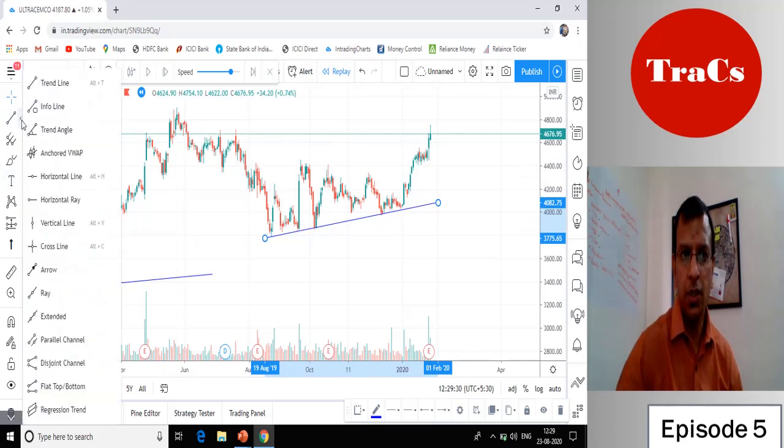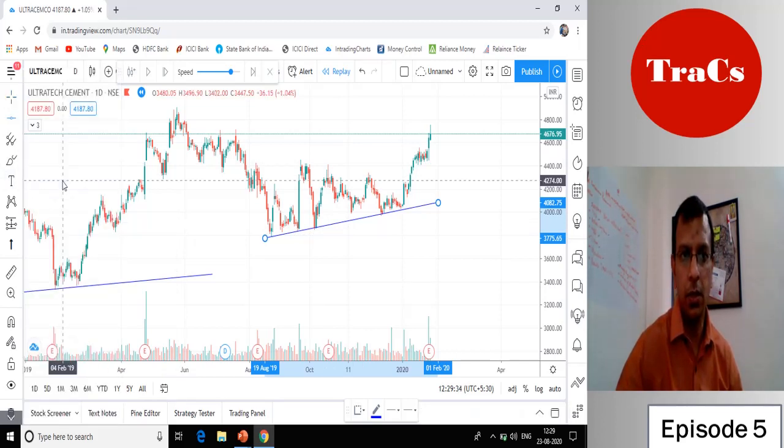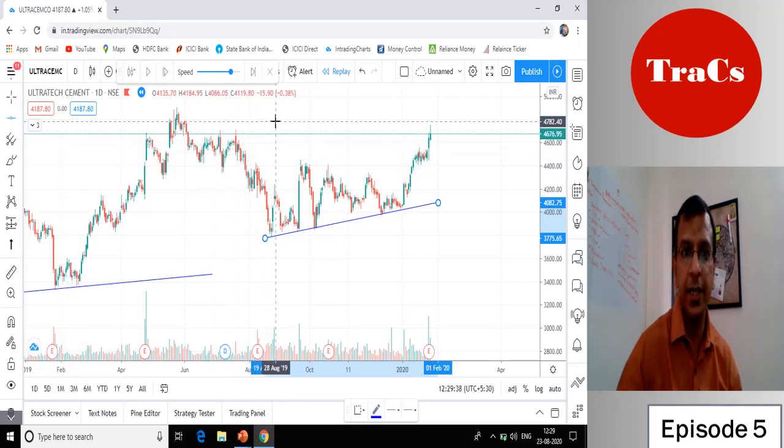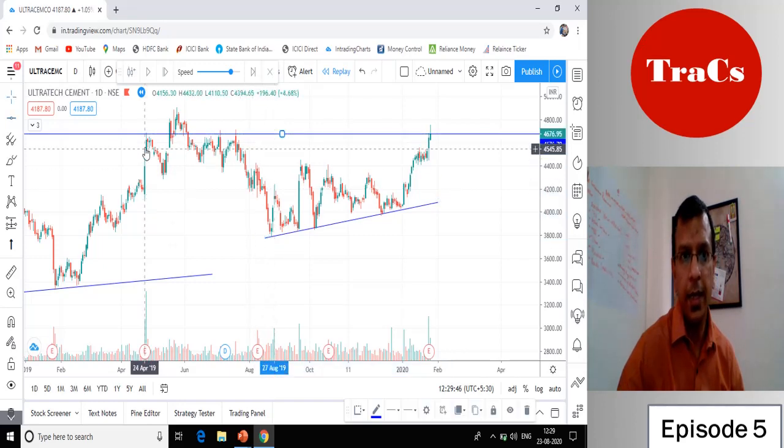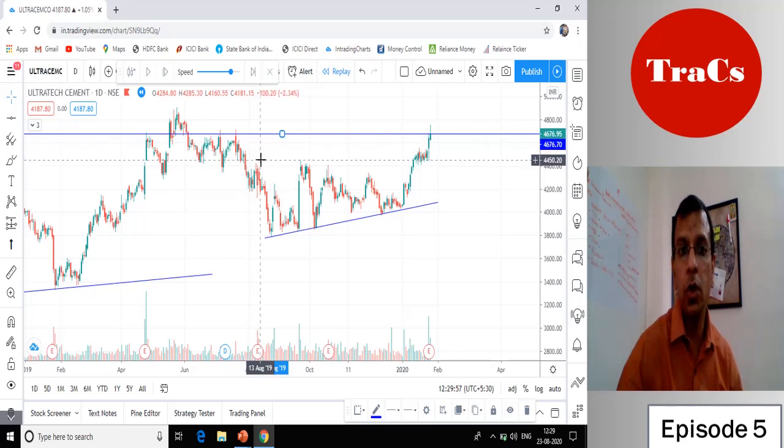Let's try to draw some resistances. Let's start with a horizontal resistance, because a horizontal resistance or support is typically very strong. If I see approximately at this level, I can see more than 3 tests which have happened: 1, 2, 3, and 4. And again, we are cutting through the wick, but we do not cut through the body of the candle.